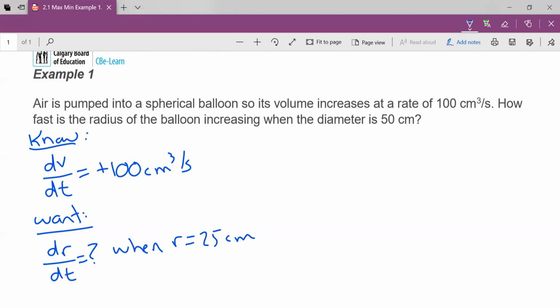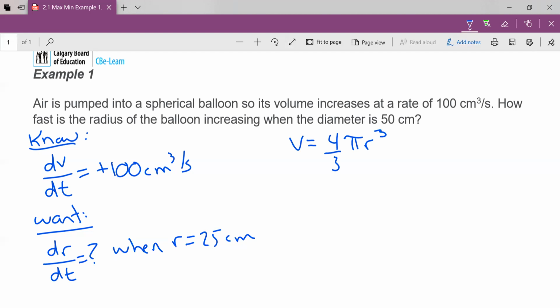So what I'm always going to do first is write down what I know and what I want. Then I say to myself, is there a formula that I know that helps me with these questions? This is the volume of a spherical balloon, and I know that volume is 4/3 pi r cubed. I know what I know, I know what I want, and I have a formula. Before I start, I need to take the derivative with respect to time.